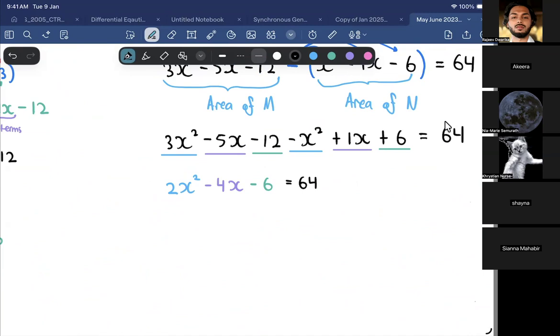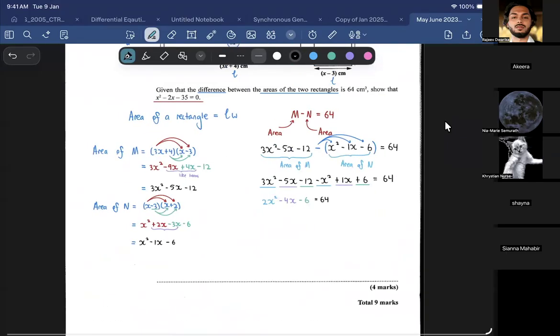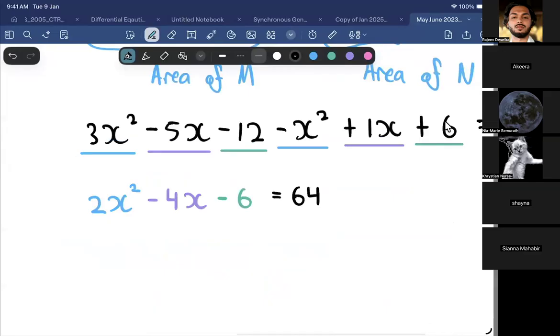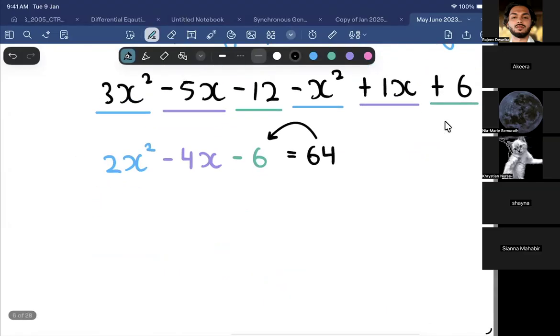Move the 64 across the equal sign. Yes, Ria, Nia, Akira, Christian, if this is what we want to get, that is equal to 0. So we don't really have any numbers on the right-hand side. So we need to take the 64 and move it across. If I take the 64 and move it across, what do I end up with, guys? Negative 64, sir. Yeah, so 2x squared minus 4x minus 6 minus 64. And that would be equal to what now?